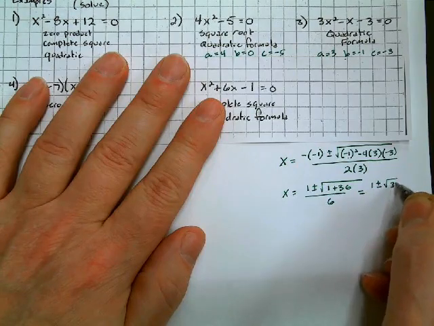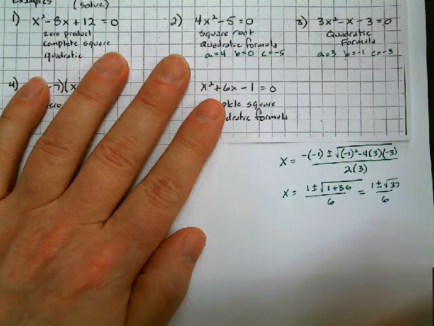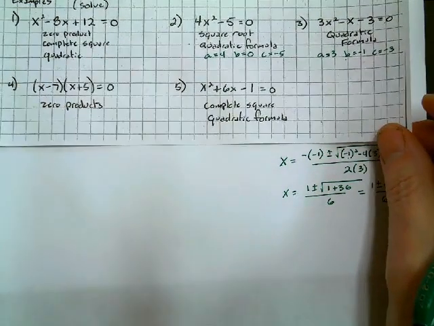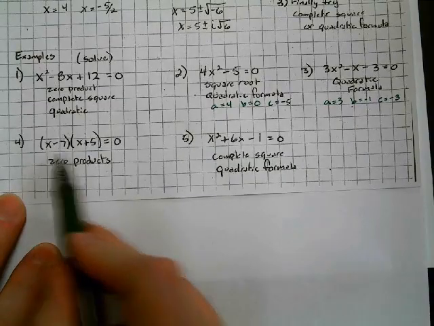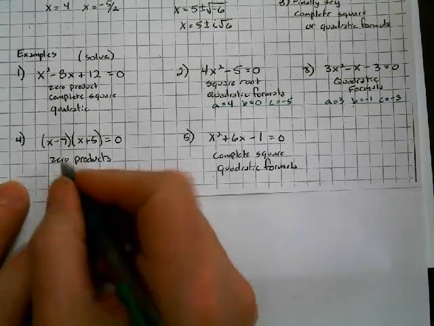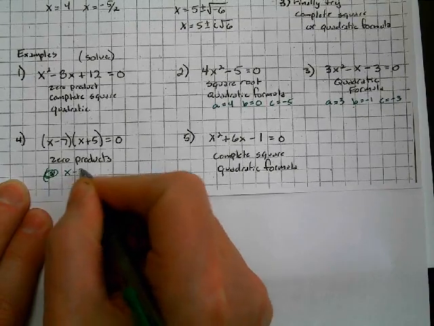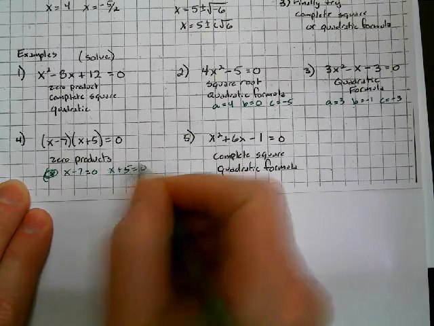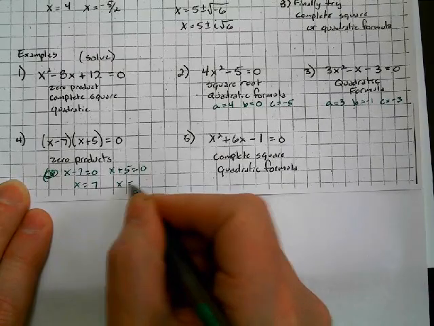So quadratic formula was definitely the best one for that one because it didn't factor and it had a bx term in the middle. All right, zero products. This one is in factored form. So you definitely just want to use the zero products. Since it's already factored, you can do x minus 7 equals 0 and x plus 5 equals 0. And then x would be 7 and x would be -5 because I add 7 to both sides and I subtract 5 from both sides.